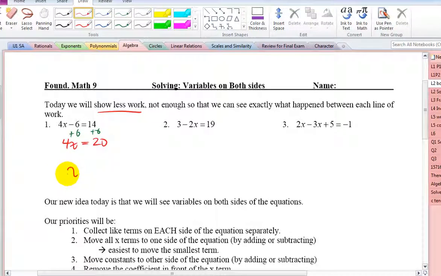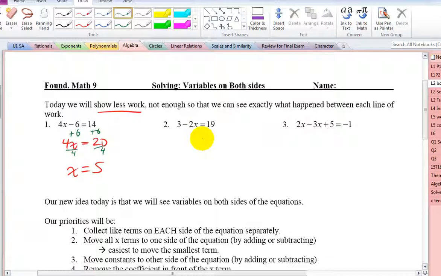The next line should be x equals what? 5. So you don't need to write down divide by 4, divide by 4. If you want to, go ahead. But try and wean yourself off it a little bit. Okay? Because we're going to start doing it. Yeah, we don't need to. Okay? Next, number 2. What's the first line that you should do?